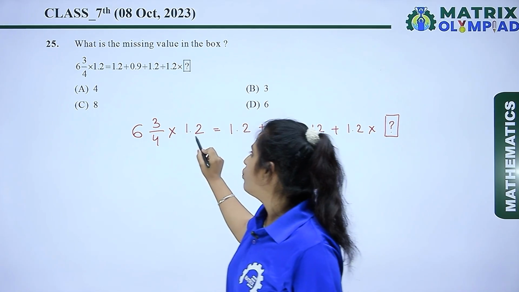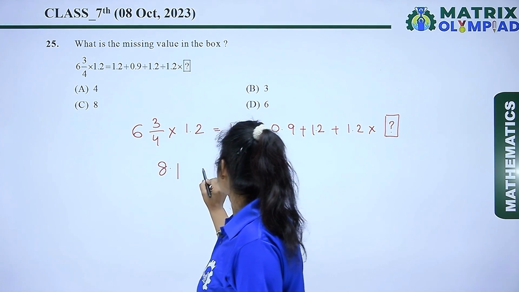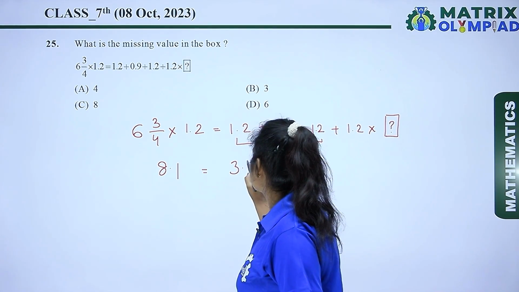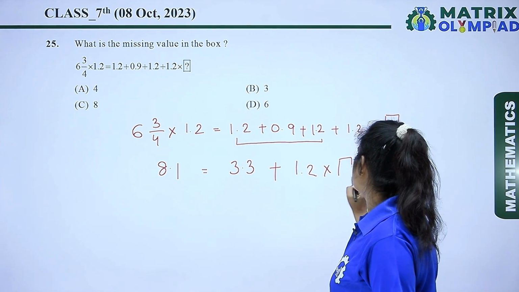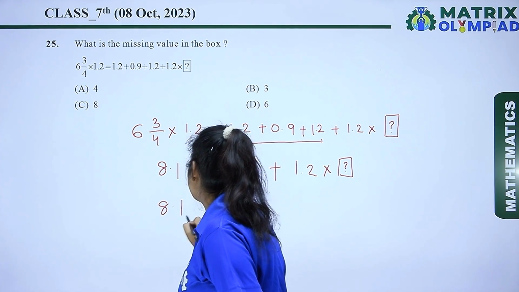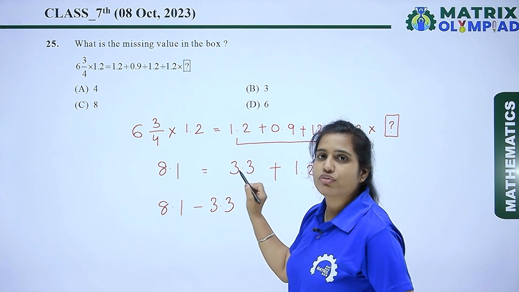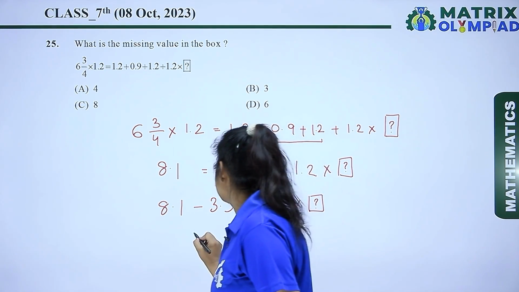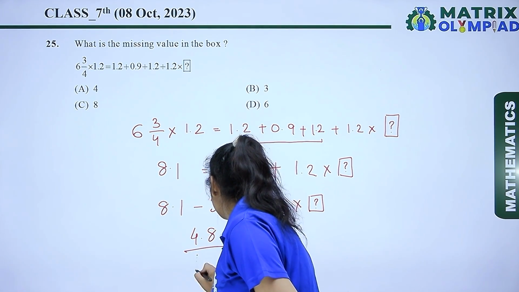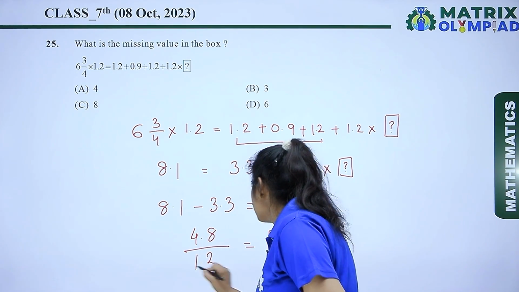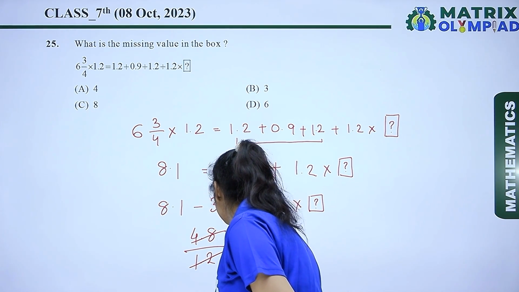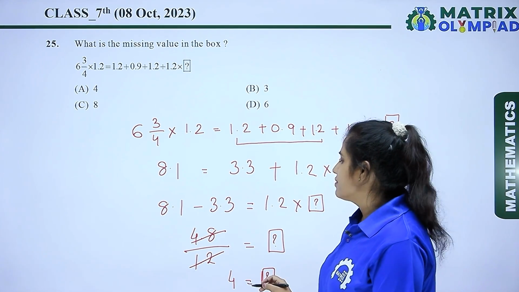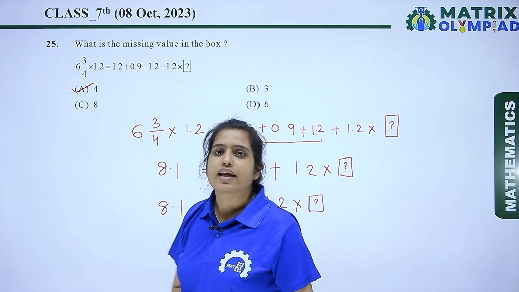So here let's solve 6 3 upon 4 multiplied by 1.2. We get 8.1. After solving this, 1.2 plus 0.9 plus 1.2, we get 3.3 plus 1.2 multiplied by the unknown number. Now here 8.1 minus 3.3. We are transposing this 3.3 to the left hand side. Now we get 1.2 multiplied by the unknown number. After subtracting, we get 4.8 divided by 1.2. After the cancellation, we get answer 4. So here option A is the correct answer.